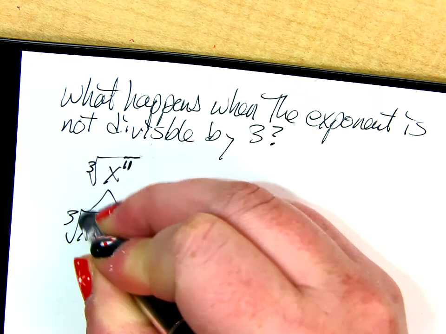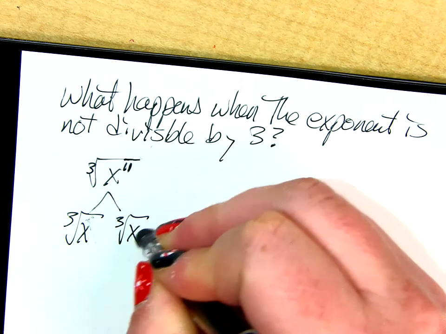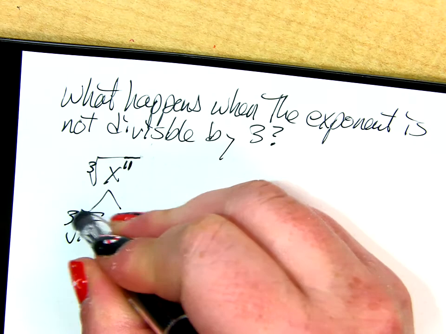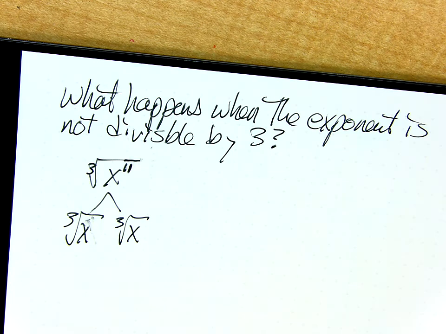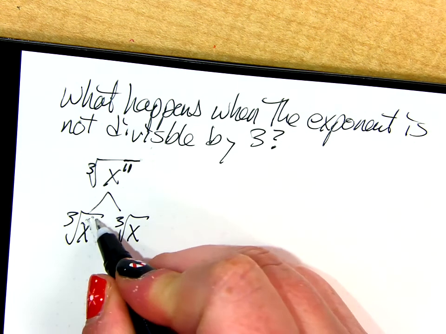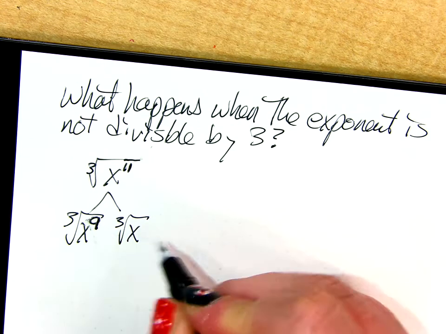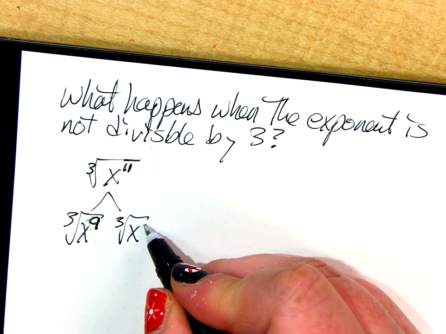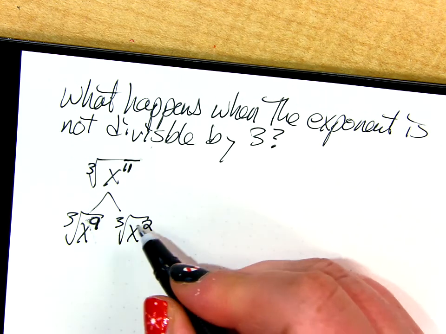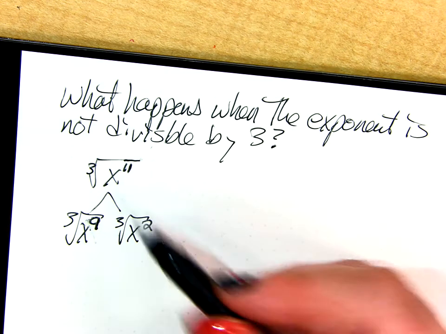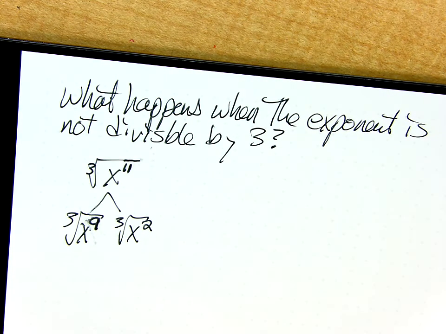However, what could I break it up into? Well, I can't do 11 divided by 3, and I can't do 10 divided by 3. But couldn't I do 9 divided by 3? So let's break it up into x to the 9th. And then what would this one be? X to the 2nd. Because x to the 9th times x to the 2nd really is x to the 11th. So I would write this down, because that's correct.